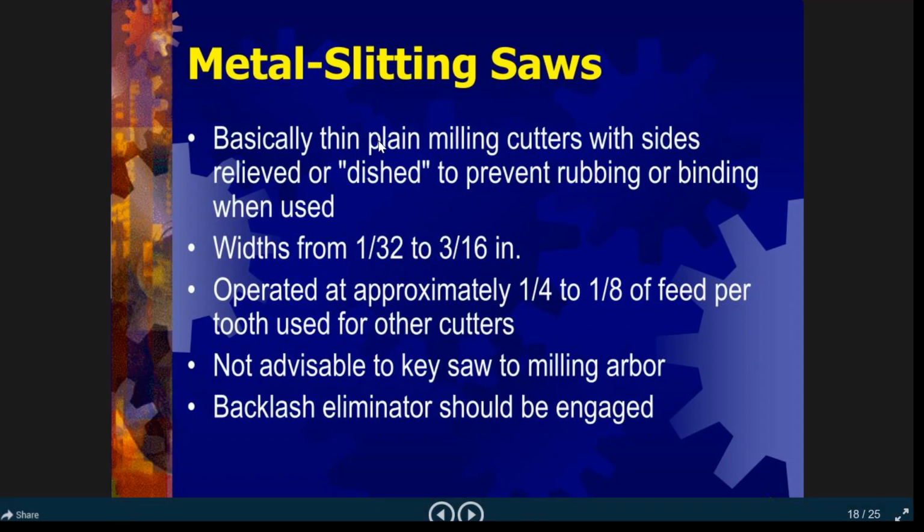Plain milling cutter, because the cutting edges are on its periphery only, and the width is 1/32 or 3/16 inches, operated at approximately one fourth or one eighth of the feed per tooth used for other cutters. So the feed per tooth is also small. Not advisable to key-seat it to the milling arbor. This cannot be used on a milling arbor because it is very thin and the width is very small. Backlash eliminator should be engaged. That is also important, as there is a chance of backlash.